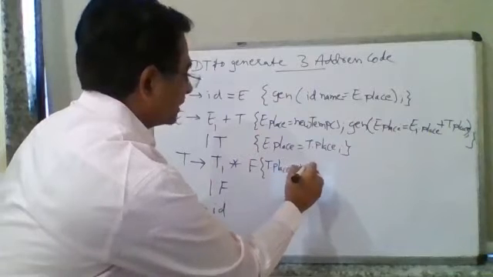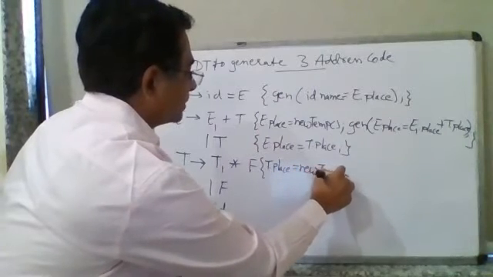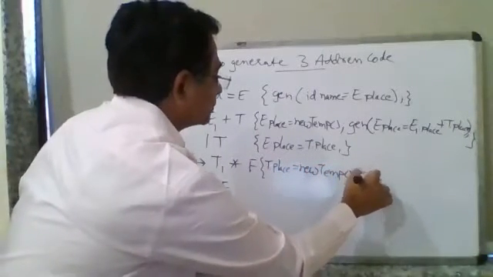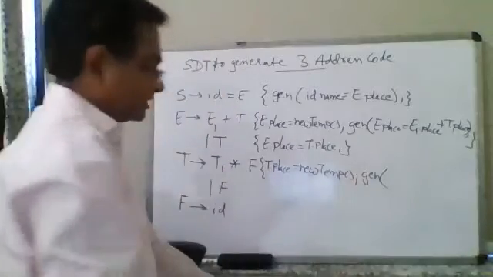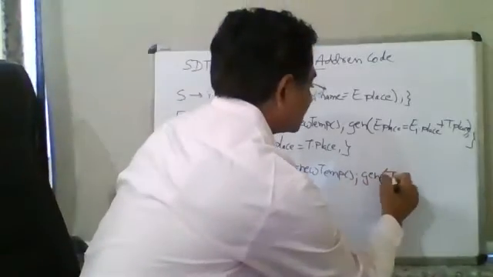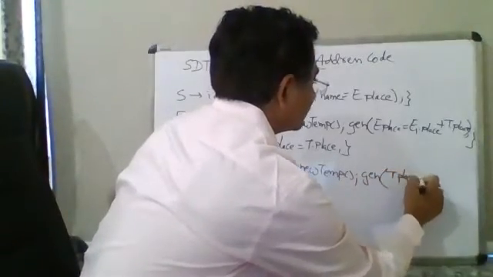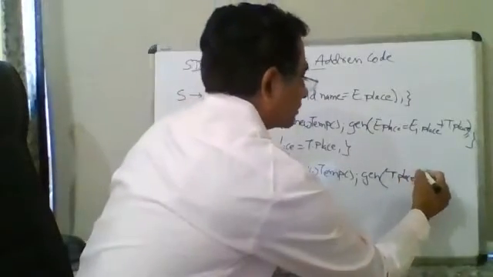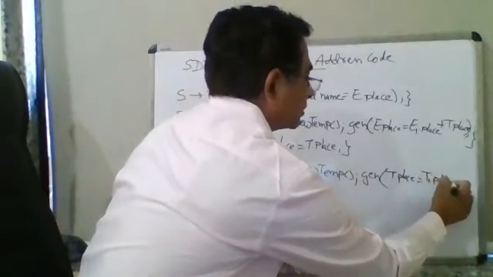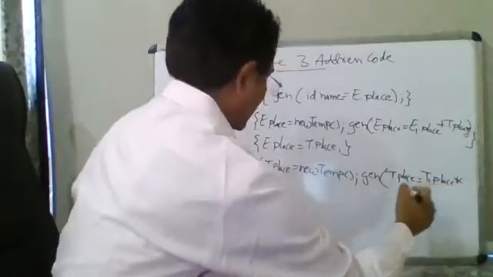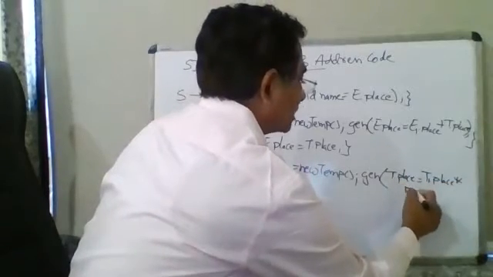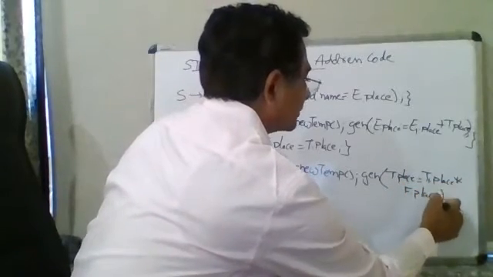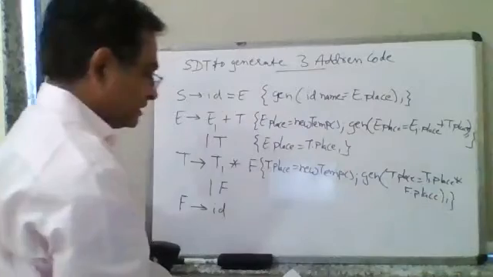And likewise, here what is going to happen is t dot place equal to new temp. So new temp will be created, and it is going to call the generate function, which is going to assign t dot place is equal to t1 dot place star f dot place, right? And then it is going to finish, right?